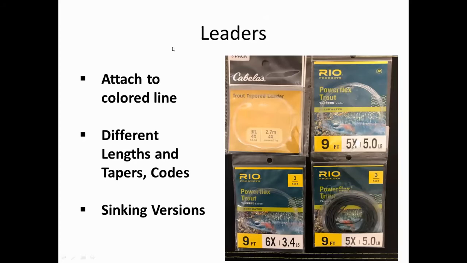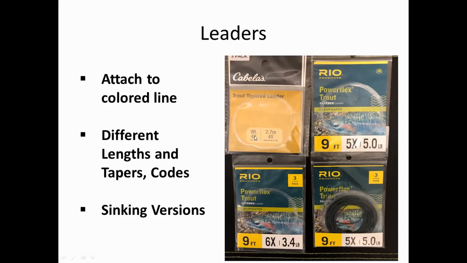Now, leaders are going to attach to your colored line and to the tippet, or you could go directly to your fly, but we'll say to the tippet for now. They can come in different lengths and strengths. The examples I have here are all trout leaders, so they're going to be about 9 foot, and they're going to start thicker at the end that attaches to your fly line and then taper down to something a lot thinner at the end there. We'll get into what this really means.